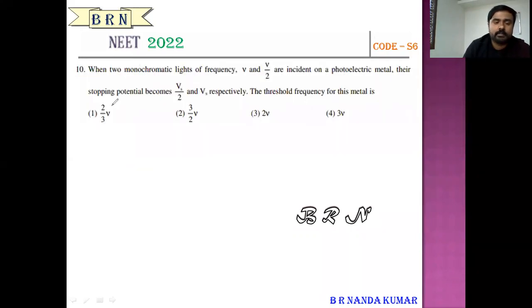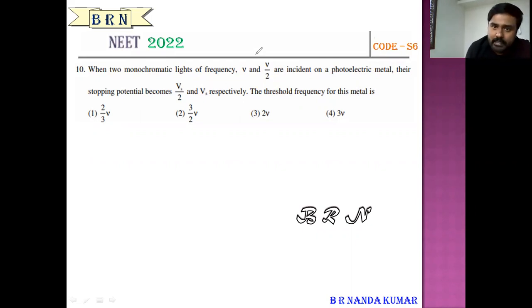Next question. This question is based on the dual nature of radiation and matter chapter. When two monochromatic lights of frequency nu and nu by 2 are incident on a photoelectric metal, their stopping potentials become Vs by 2 and Vs respectively. The threshold frequency for this metal is, we have to calculate the threshold frequency.